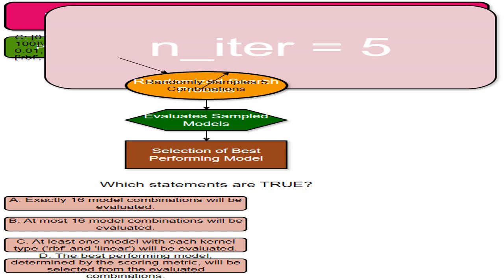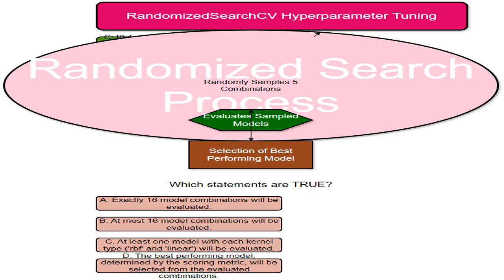This line sets the n_iter parameter to 5. n_iter controls how many random combinations of hyperparameters are tested. In simpler words, it tells the algorithm to try only 5 different combinations of settings out of all the possible ones, instead of checking every single possible combination, which would take way longer. This is a description of what's happening. The algorithm isn't trying every combination of C, gamma, and kernel from the parameter grid. Instead, it's randomly selecting 5 different combinations to evaluate.